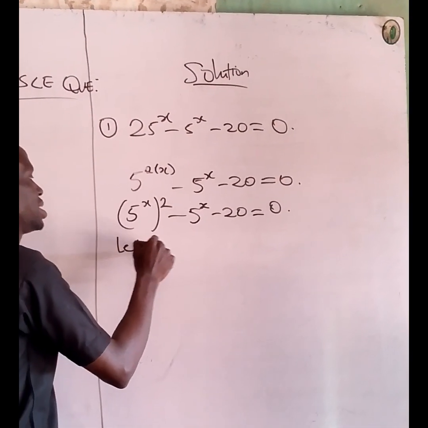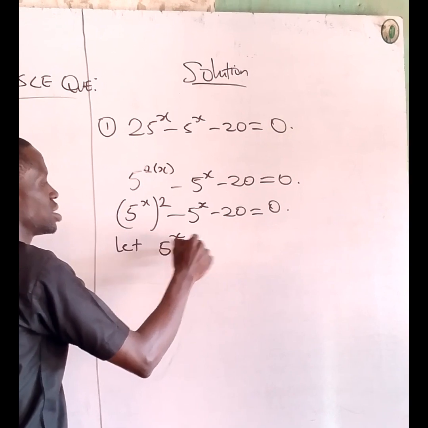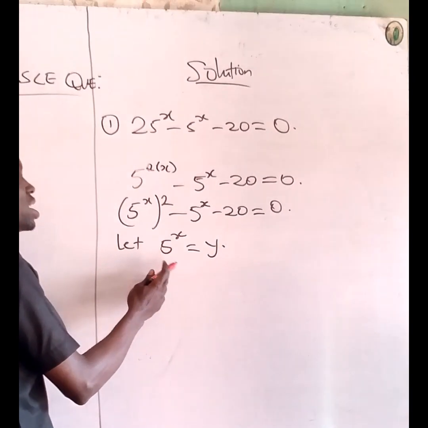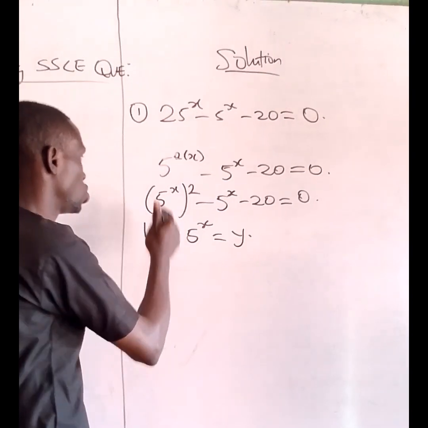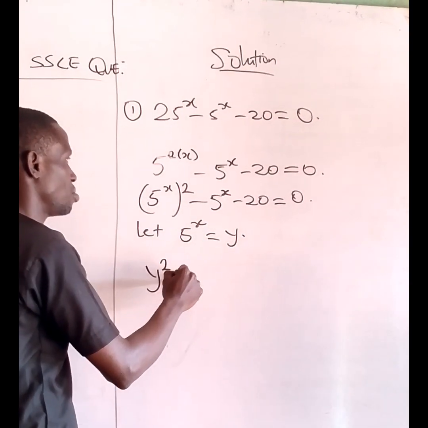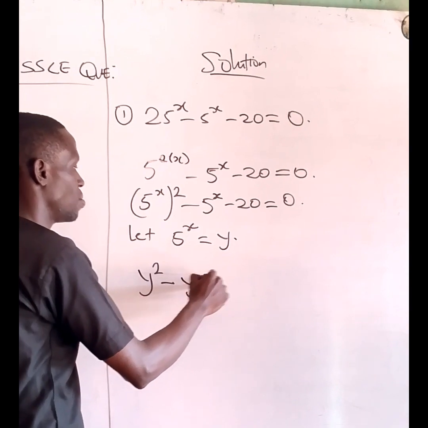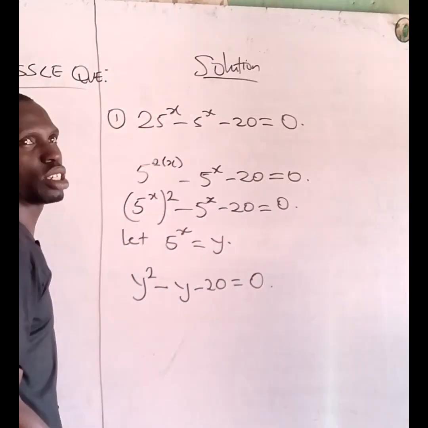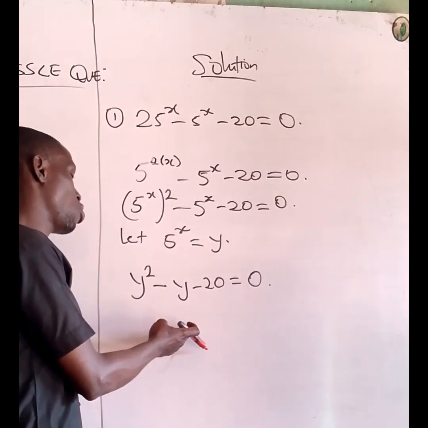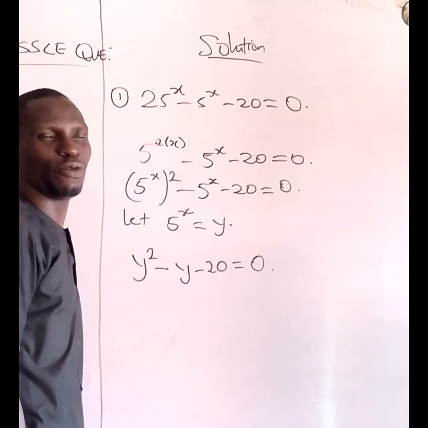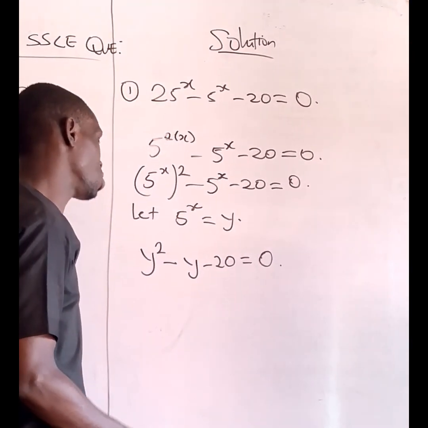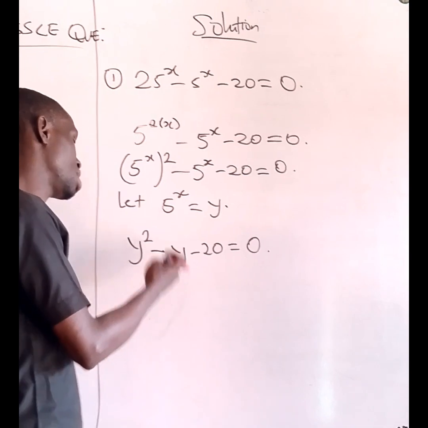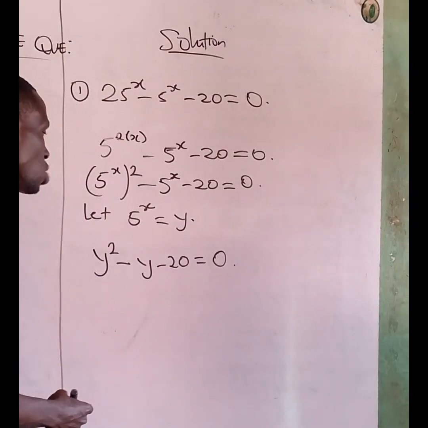So let 5 raised to the power x equal to y. That is, anywhere we see 5 raised to the power x, we slot in y. So we have y squared minus y minus 20 equal to 0. This is an example of a quadratic equation. If we remember in our last video, we talked about there being some questions like this that lead to a quadratic equation. So this is an example of it. So let's quickly solve our quadratic equation.